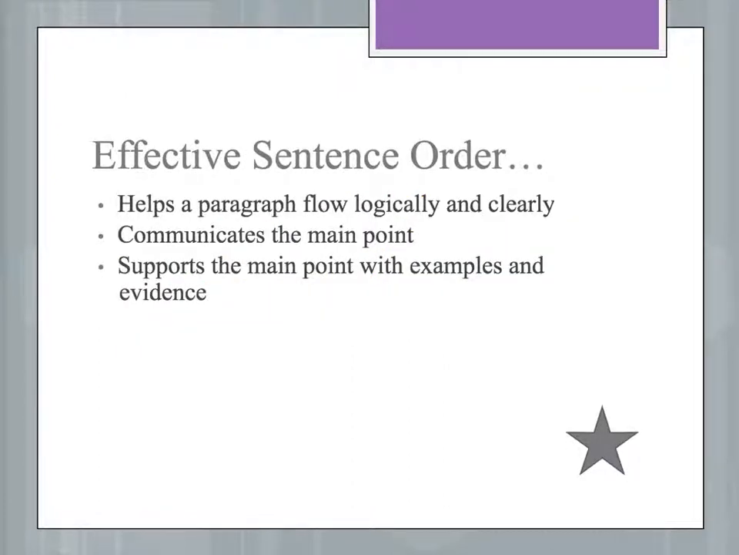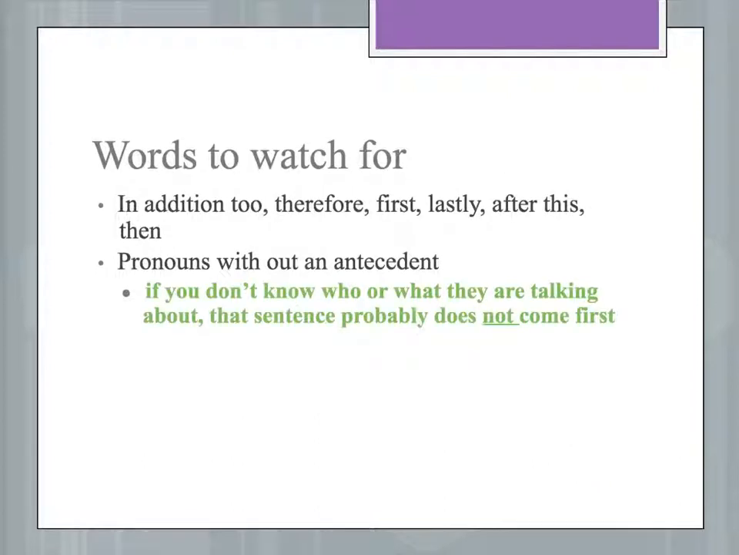Effective sentence order helps a paragraph to flow logically and clearly, and it communicates the main point effectively. And then it also gives more details and examples about the main point. Some words that you should look for in paragraphs to give you clues as to which order the sentences should be in are: in addition to, therefore, first, lastly, after this, then. There may be some other ones that you come up with and you can remember.